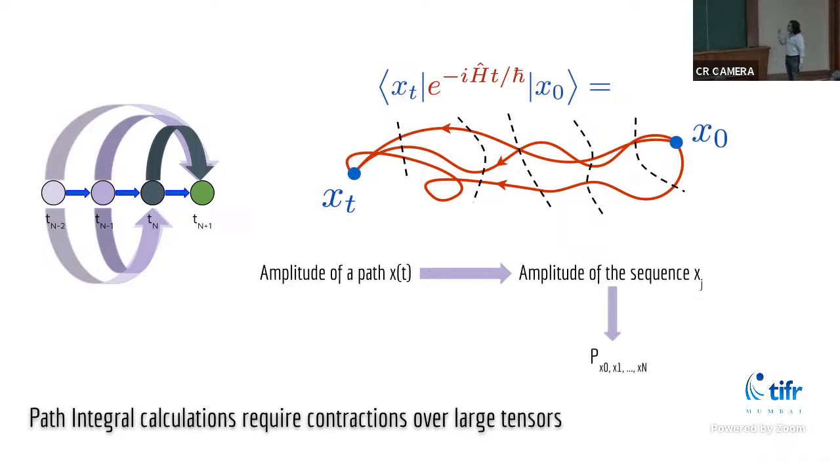And this you can think of as a tensor, because now this amplitude is indexed by the positions of this particle at various time points, x0, x1, up to xn. And the entire path integral calculation then becomes a gigantic reduction, a contraction over these tensors, these path amplitude tensors. And the question is, how do we make this more efficient?